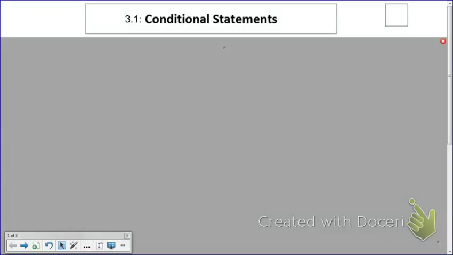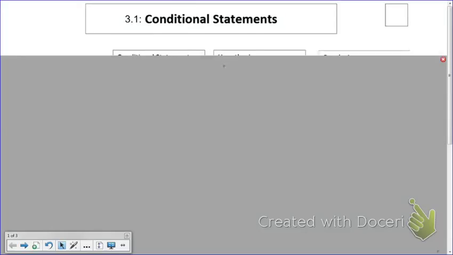In Unit 3, we're switching gears a little bit. In this unit, we're going to talk about conditional statements, reasoning, and proof. All of these will be extremely useful in the units to come. So first, let's talk about a conditional statement.